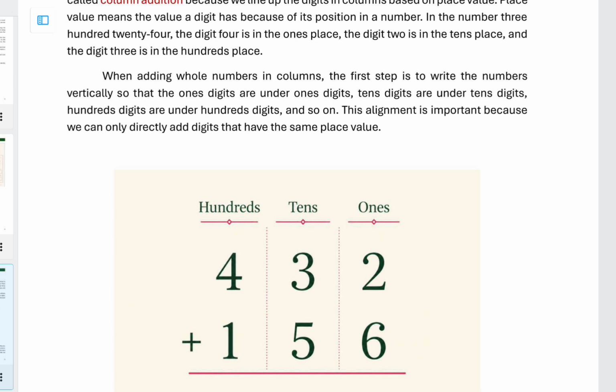When adding whole numbers in columns, the first step is to write the numbers vertically so that the ones digits are under the ones digits, tens digits are under tens digits, hundreds digits are under hundreds digits, and so on. This alignment is important because we can only directly add digits that have the same place value.